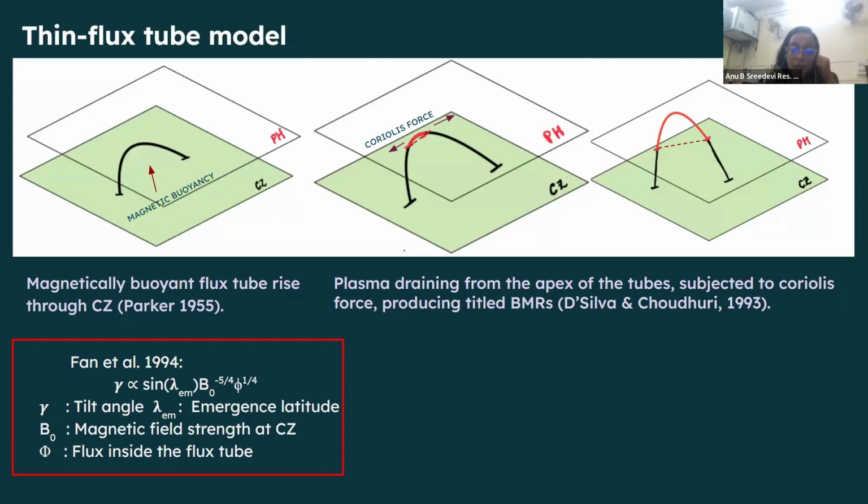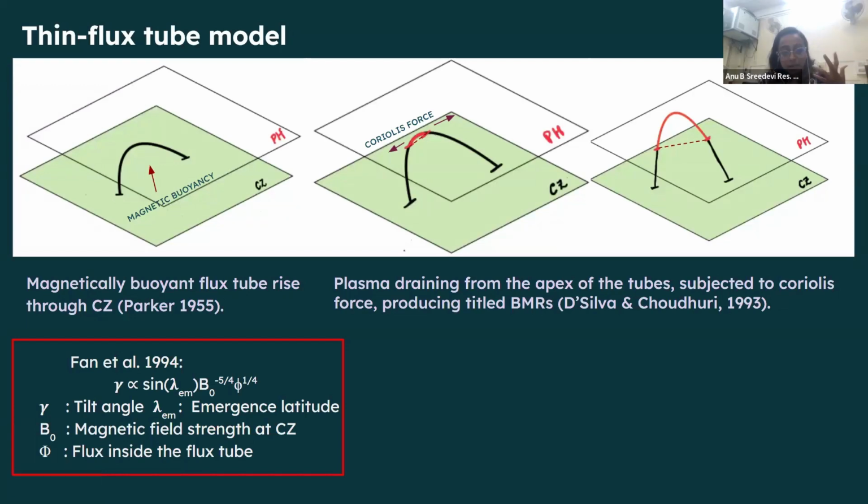But also, if the flux inside the tube is high, then the rising flux tube will be much more affected by the drag force, and it will rise slowly, and the Coriolis force will have a bit more time to tilt the BMRs. So remember, these are simulation results. Here B0 and phi are independent. But when it comes to observation, we can't treat B0 and phi as independent quantities.